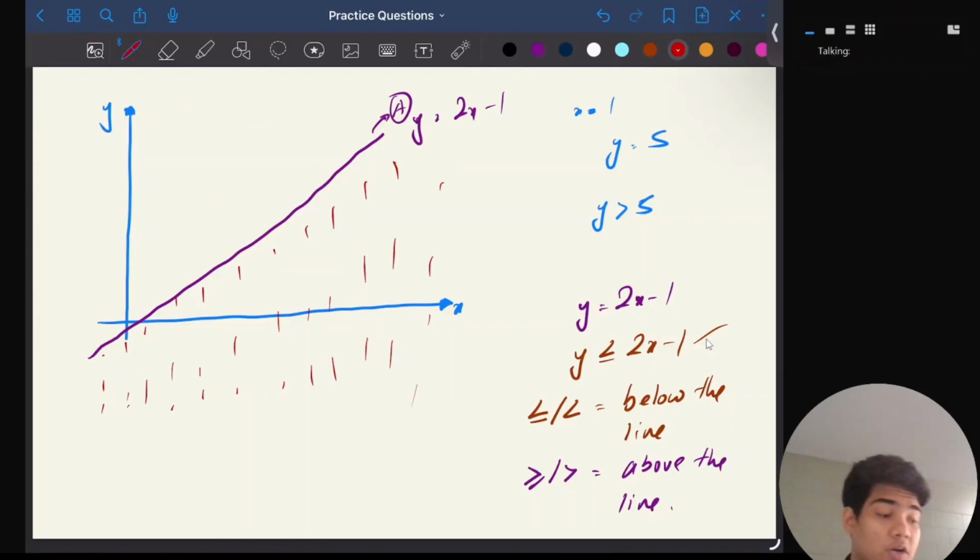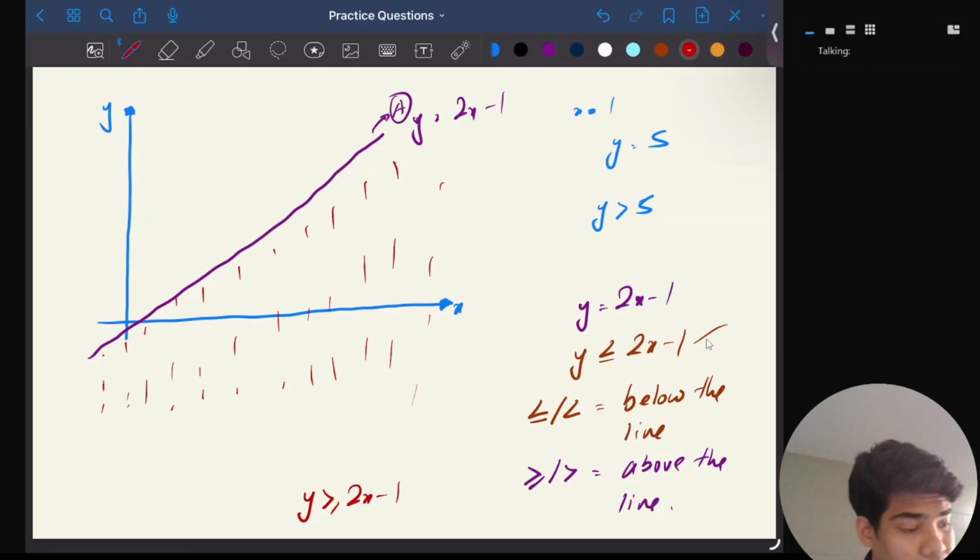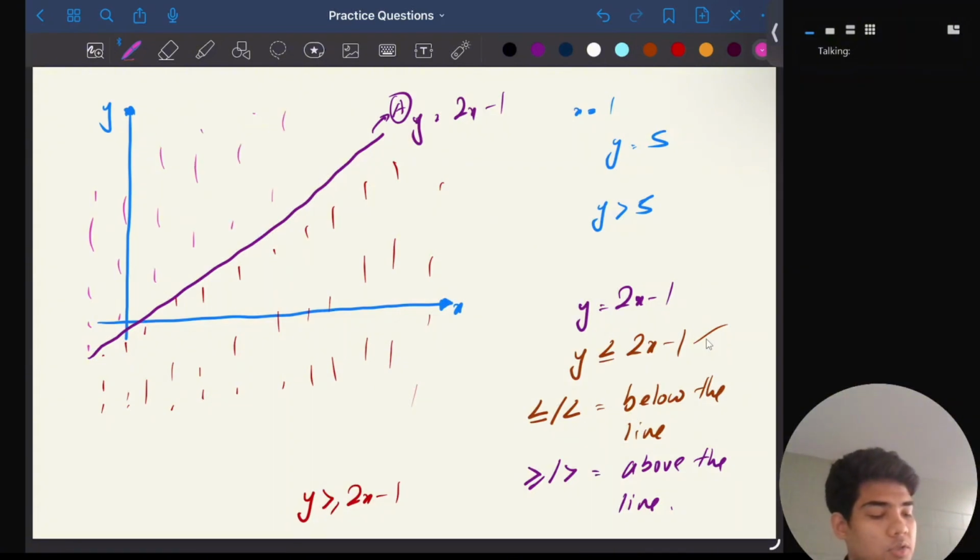ঠিক আছে? আর আমরা রিভার্স কেসটাও চিন্তা করতে পারছি. ফর এক্সাম্পল এখন আমাদের এখানে যদি y is greater than equals to 2x minus 1 থাকতো তাহলে কি হইতো? তাহলে আমাদের যে পার্টটা শেড করতে হইতো that would be the one at the top of the straight line. ঠিক আছে?